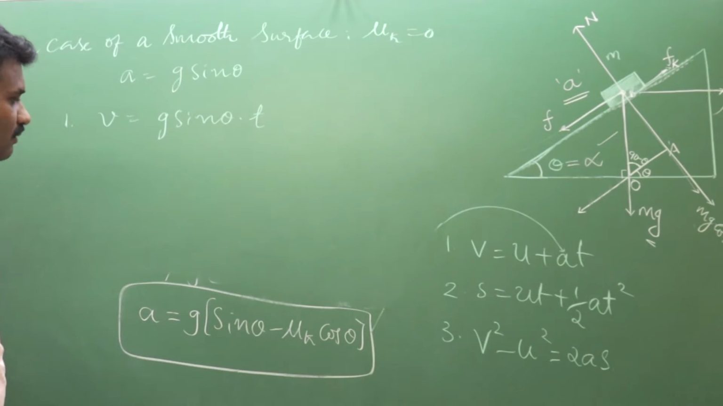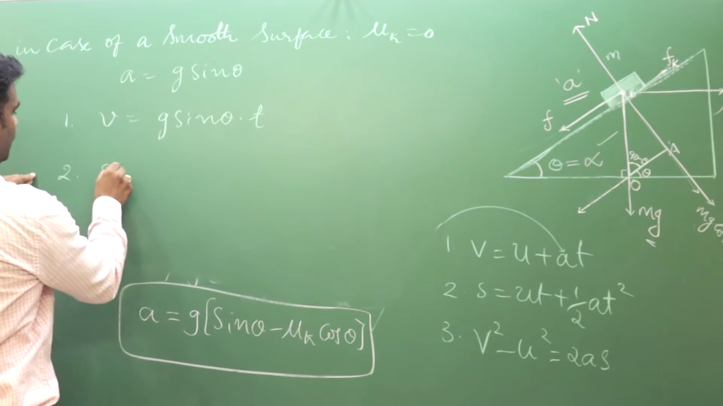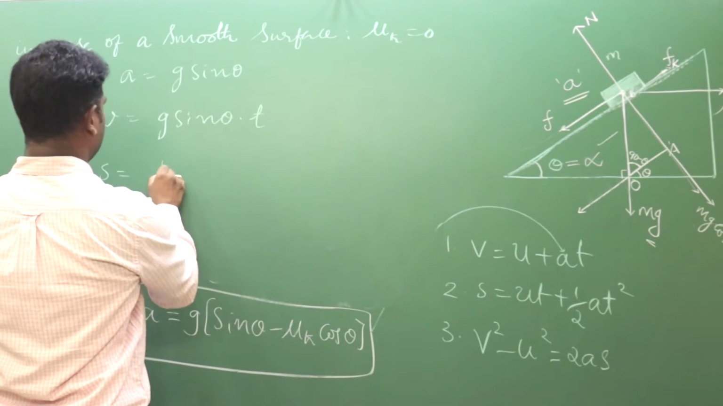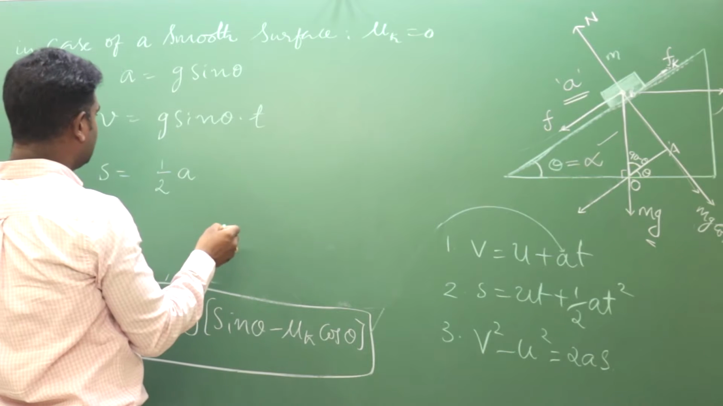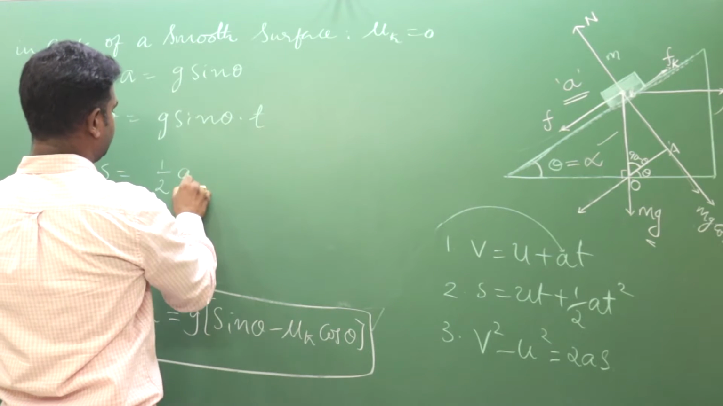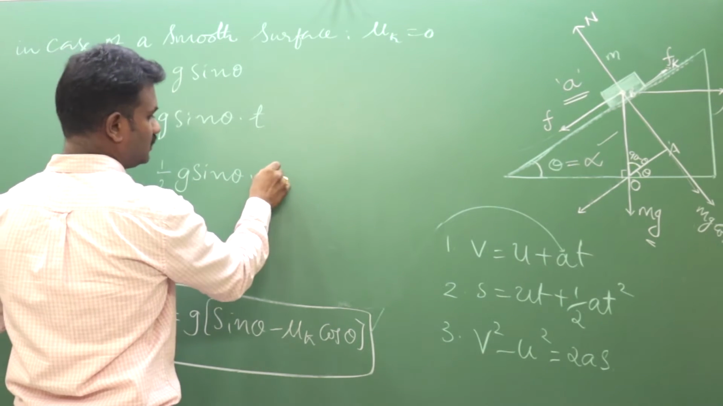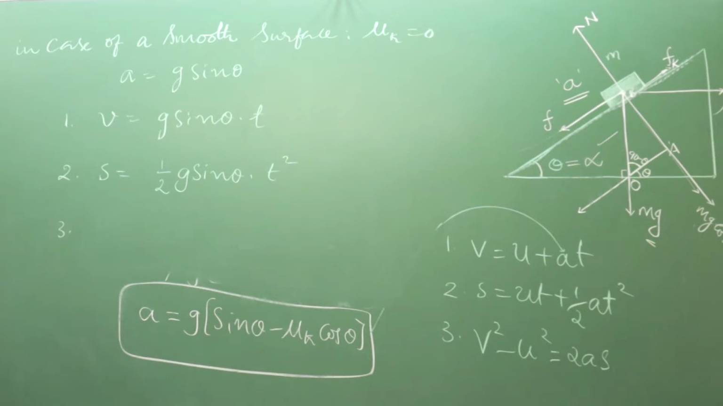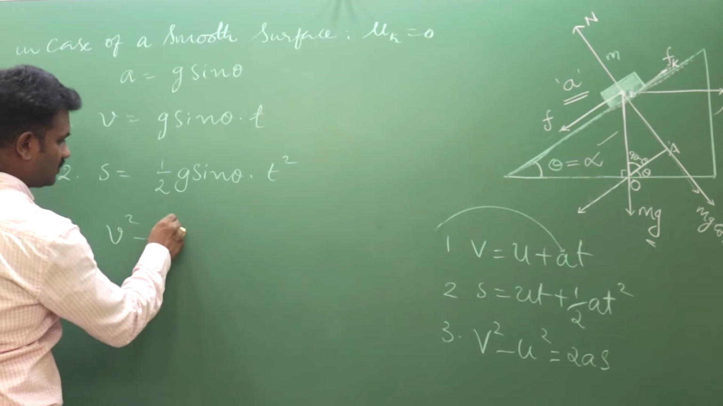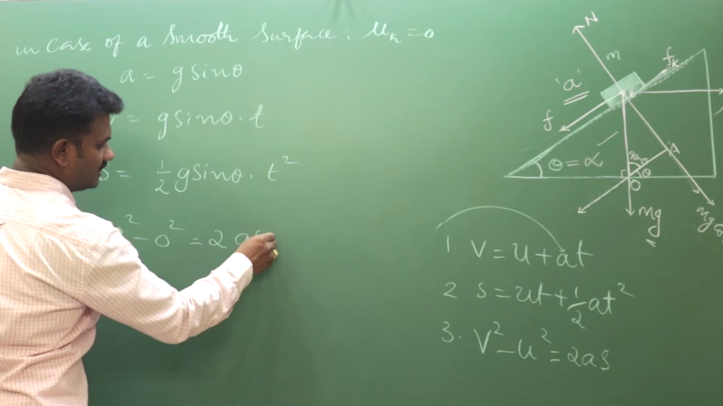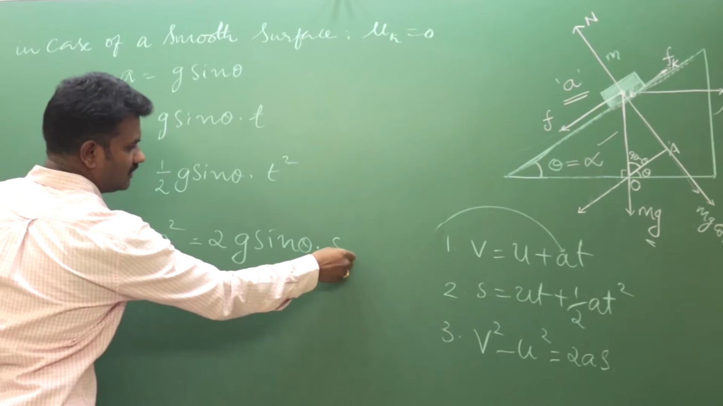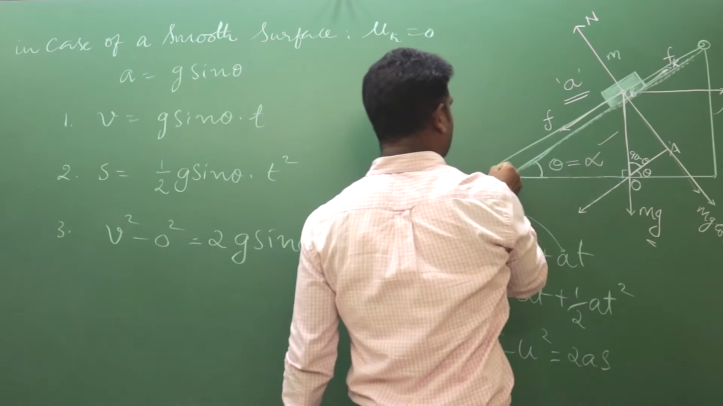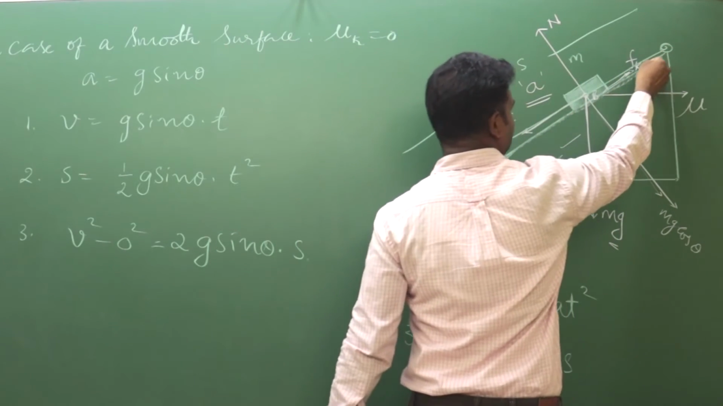That's all. What about our second equation? S is equal to ut plus half a t square. If it is released, this becomes 0 plus half into a, meaning g sin theta, into t square. And the third one, v square minus u square equal to 2as. Here, v square minus 0 square equal to 2 into g sin theta into s, where s is the displacement. For example, it is coming from this point to this point. This is our displacement.